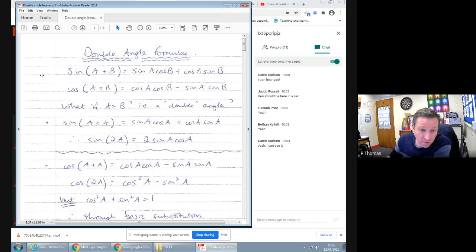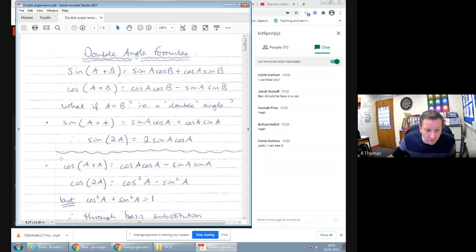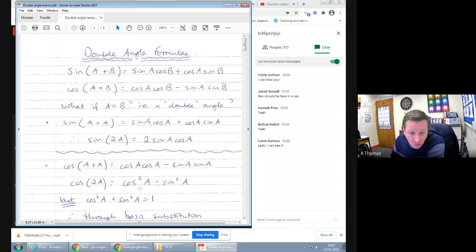So let's have a look at the cos one. Let's go back to this cos identity given to you in the formula booklet. Cos of A plus B is that. So what if I had cos of A plus A to make cos of 2A, a double angle? If I replace these B's with the letter A, look down here now. I've got cos of 2A is cos A cos A, which is cos squared A, and sine A sine A, which is sine squared A. And if it's a plus here, it's the opposite sign here. If that was a minus there, that would be a plus there. Okay, so the cos of 2A is cos squared A minus sine squared A.